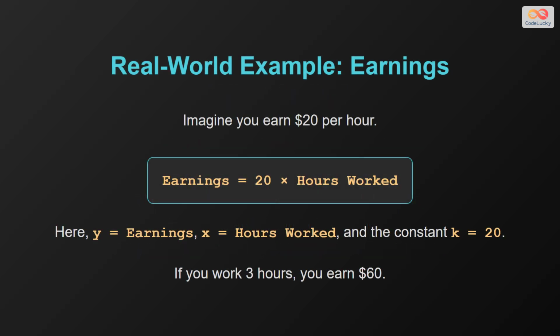Let's consider a real-world scenario. Imagine you get paid for a job at a rate of $20 per hour. Your total earnings are directly proportional to the hours you work. The equation is earnings equals 20 times the hours worked. Here, your earnings are y, the hours are x, and the constant, k, is 20. So, if you work for 3 hours, you would earn $60.